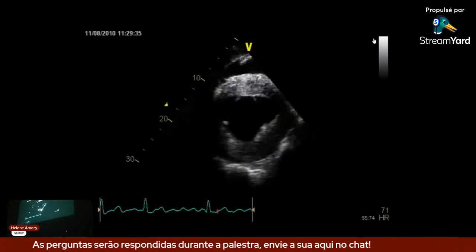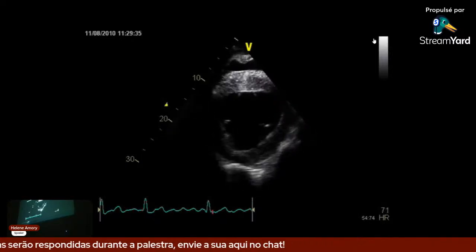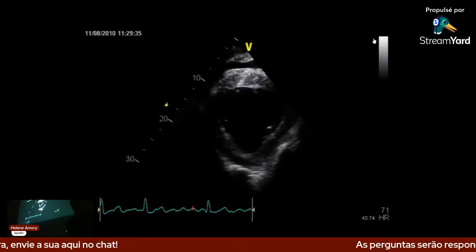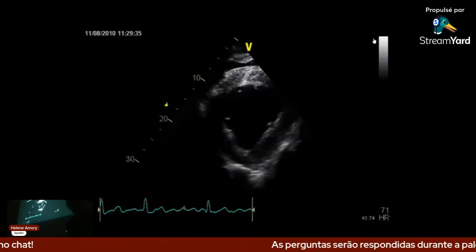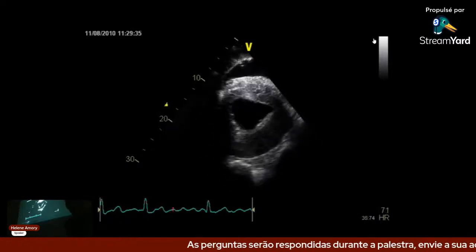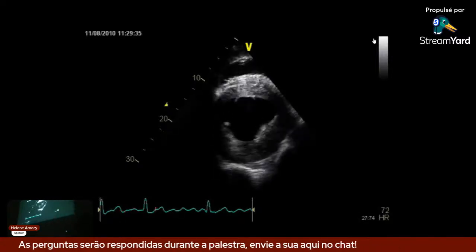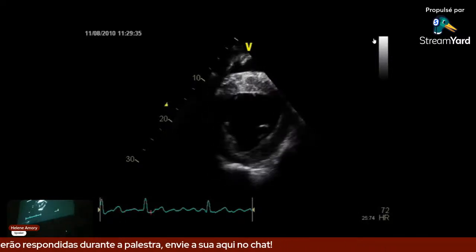What do you find? Normal, abnormal? No comments? You should be anesthetized at the end of the cases. This is the first one. Attention, we have 9 cases. If you want to go up to the end.